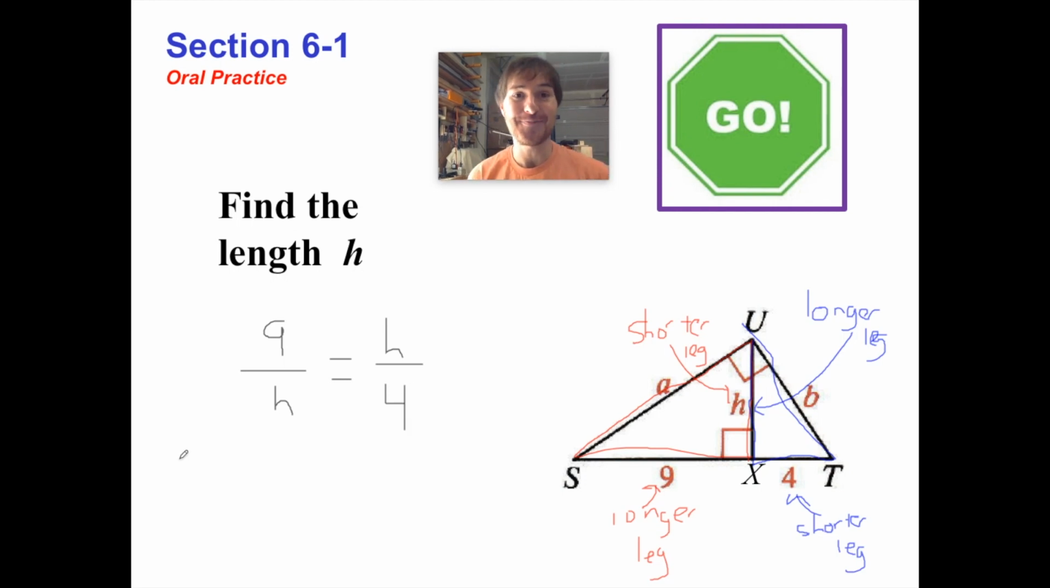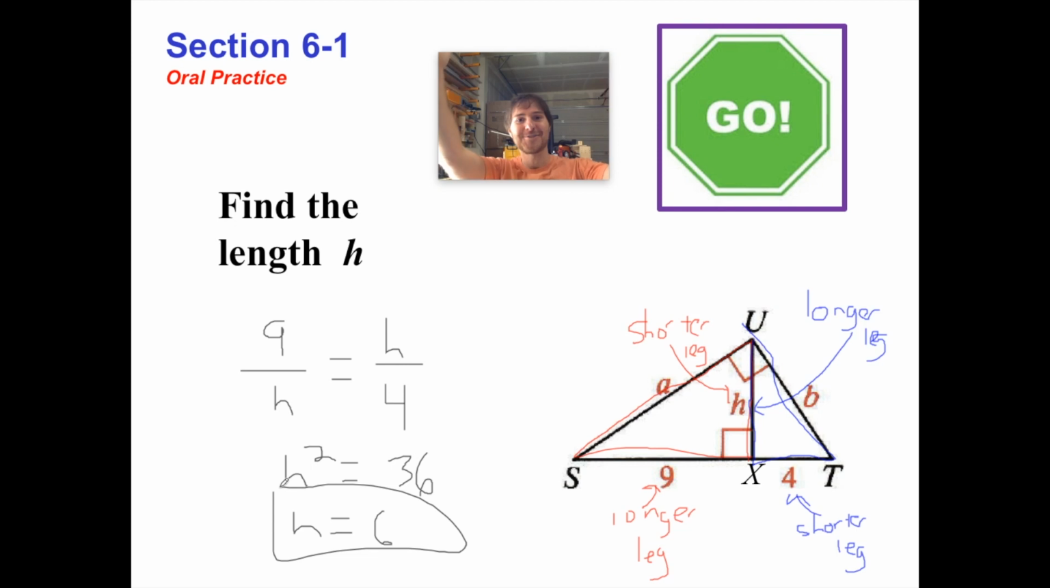Okay, H to 4. And so check it out here. H is the geometric mean between 9 and 4. Do our little trick. H times H, that's H squared. 9 times 4, that's really easy. That's 36. Take the square root of both sides. H has to be 6. We found our altitude right there.